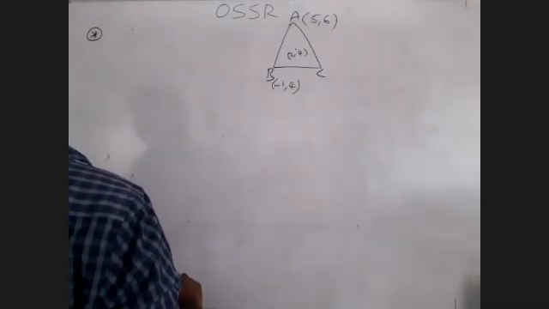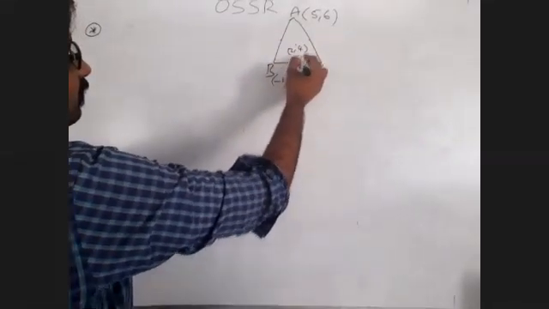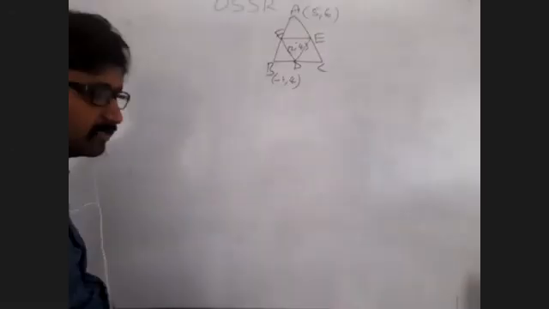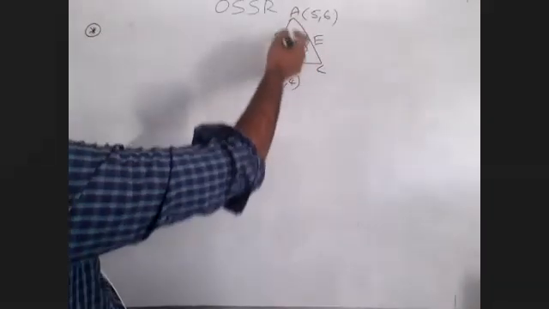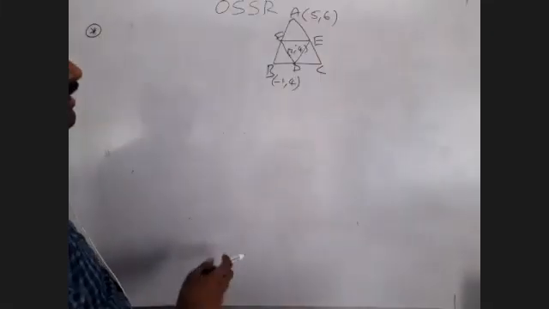The area of the triangle formed by the midpoints. He is asking the area of the triangle DEF formed by the midpoints. And we know the area of the triangle DEF is nothing but a quarter of the area of the triangle ABC. But we don't know C, and we can find C easily.